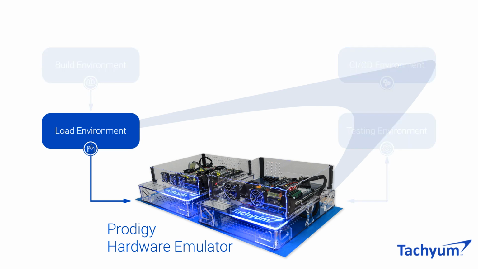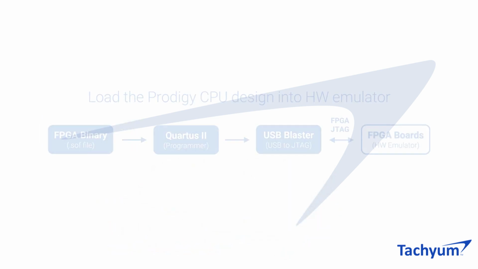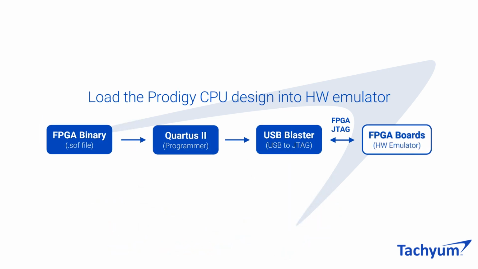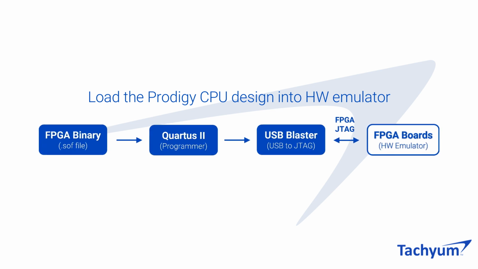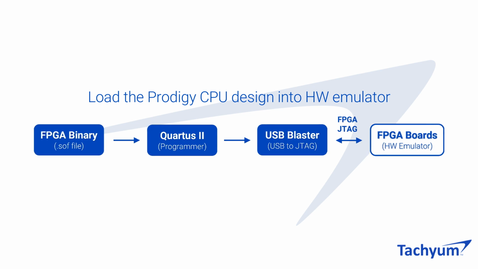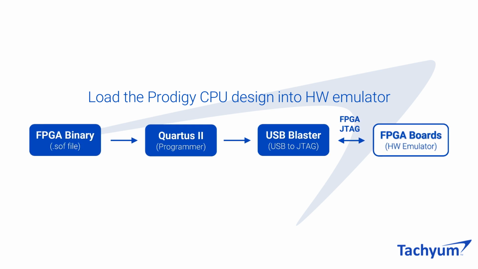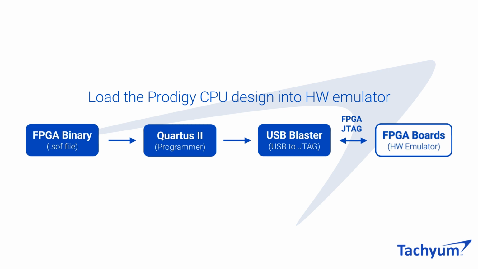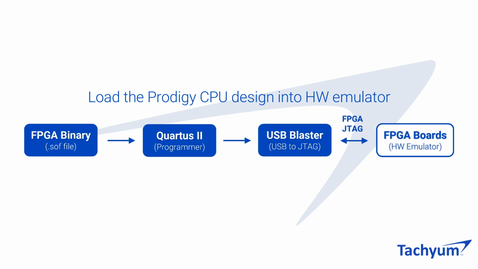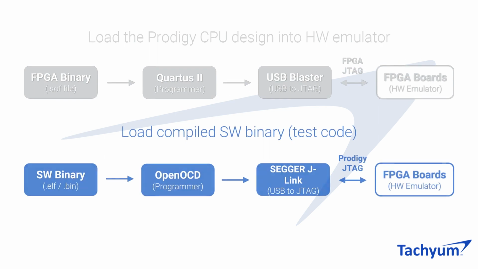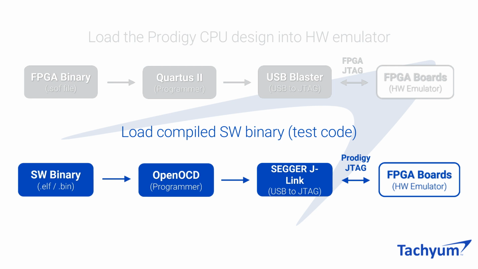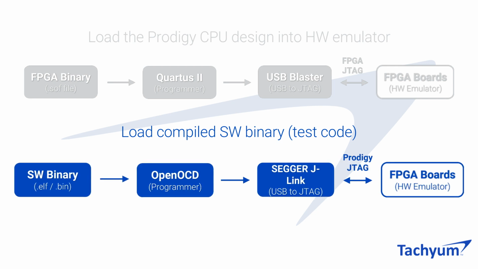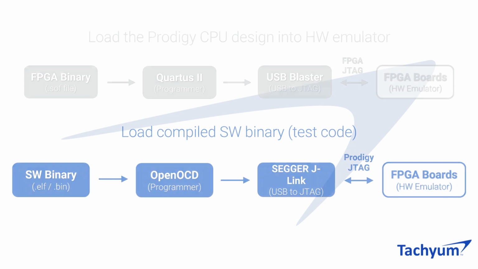The load environment encompasses the upload of the generated binary files into the hardware emulator. First, the Prodigy CPU design is loaded by the Quartus programmer and the USB Blaster debug probe. This programming path is fully defined by the FPGA chip used. In our case, we're using the Intel Stratix 10GX FPGA devices. In the second step, the test application is loaded by the OpenOCD programmer and Segger J-Link debug probe. This programming path is defined by Tachyum.